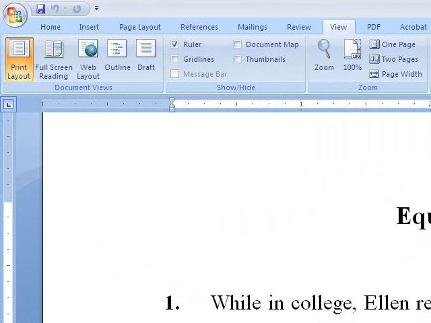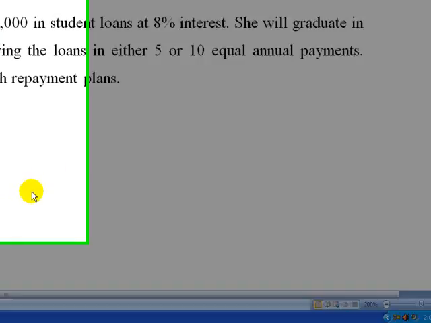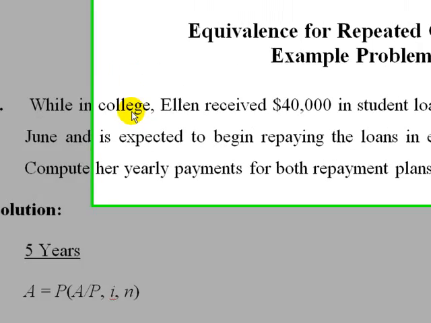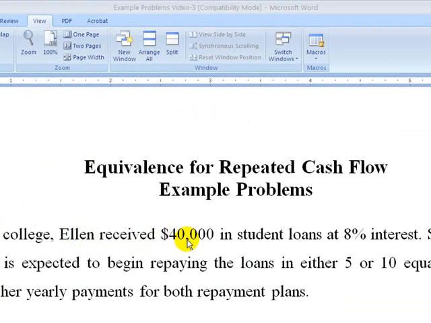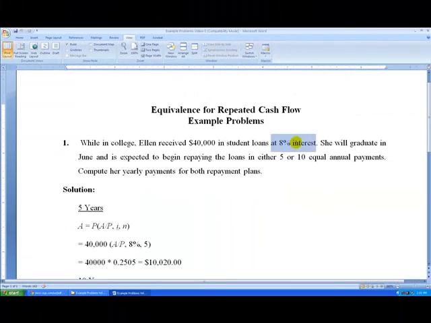So why don't we start with problem 1. I'm going to read this problem first and then I will show you how to solve the problem. So let's read the problem. While in college, Ellen received $40,000 in student loans at 8% interest. 8% interest, which is important.